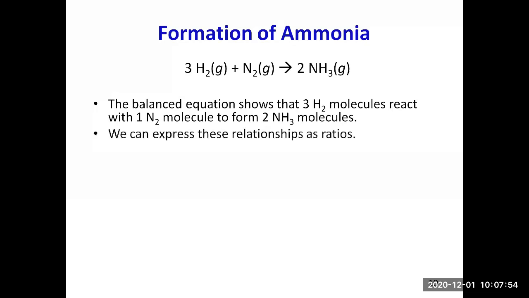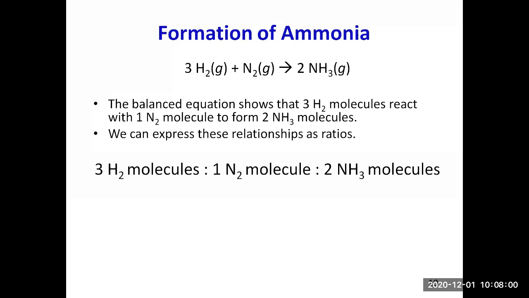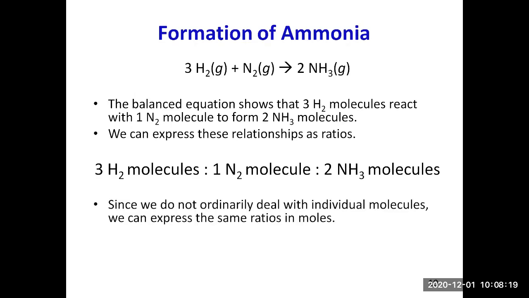We can express these relationships as ratios. So, for example, 3 H2 molecules is equivalent to, or will react with, 1 N2 molecule, and that will lead to 2 molecules of ammonia. So those colons here are like your equivalence symbol. Since we do not ordinarily deal with individual molecules, we can express the same ratios in moles. So 3 moles of H2 will be necessary to react with 1 mole of N2 to make 2 moles of NH3. So all of these are equivalences that you can use.